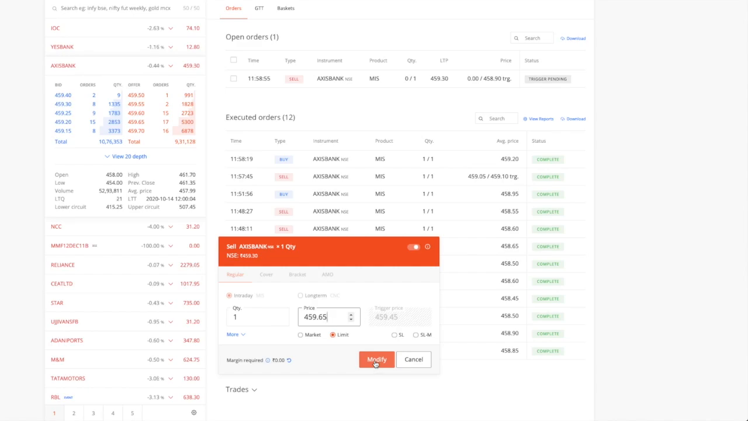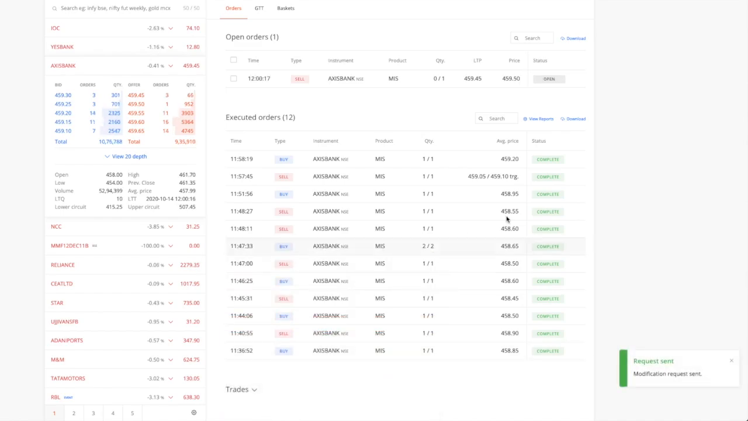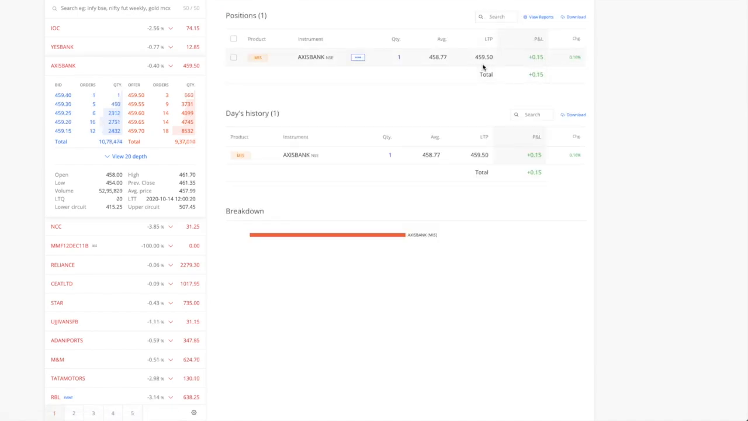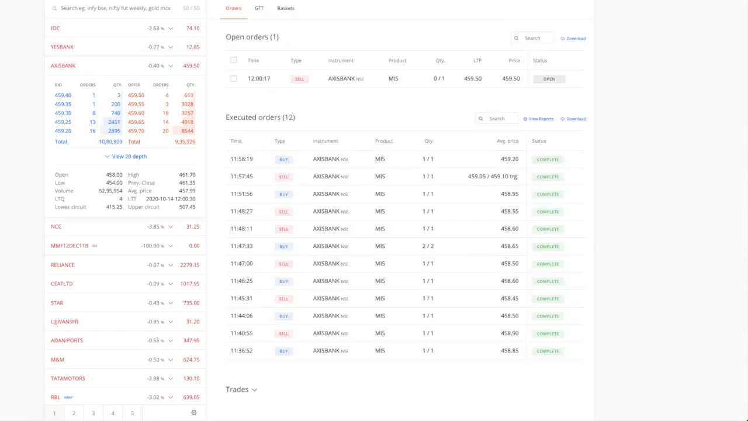Now what happens? Once the price has reached your target, you could think about doing this. You keep a limit order to exit your position. 459.5 I'll do. Kept a sell order over there. Now it is pending. So in positions you can see, right now I have some P&L 0.15, but it's still pending. So the price just goes above 459.5. Right now my order must be in queue. If it just goes above 459.5, I would be exiting all my positions.